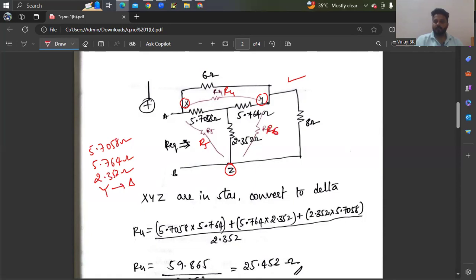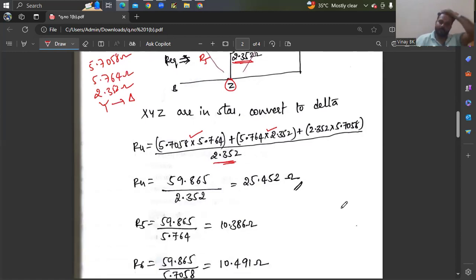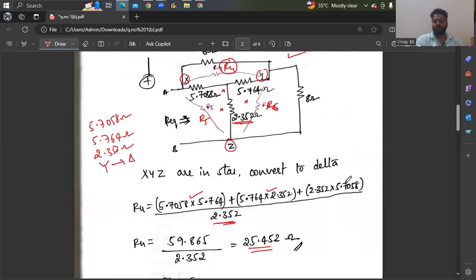So how will we get R4? Multiplying all these things: 5.7058 into 5.764 plus 5.764 into 2.352 plus 2.352 into 5.7058. To find R4, the opposite resistor is 2.352, so divide by 2.352. In the examination, directly calculate the numerator value and write it: 59.865 divided by 2.352, you can get 25.452. That is nothing but R4. So these two resistors are replaced by R4 now.